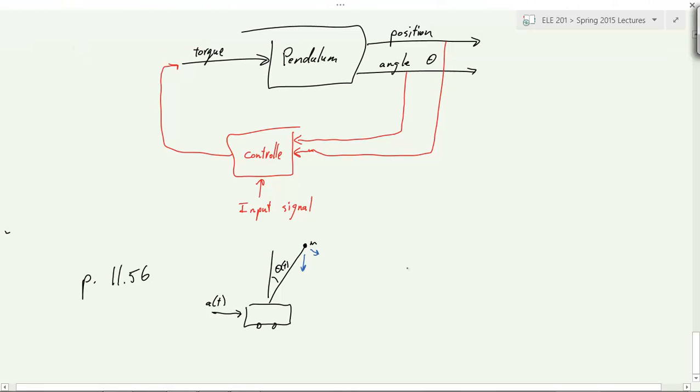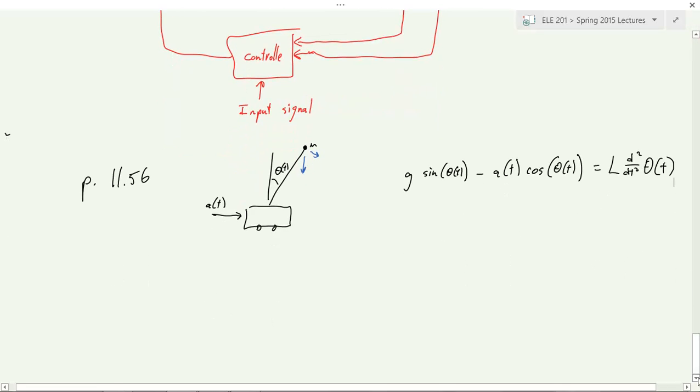For example, you get something like this. Gravity times sine of theta minus the acceleration times cosine of theta equals the angular acceleration, times some constant L. So you get some equation like that. Now, notice this is a nonlinear differential equation. Our signal theta here is in a sine and a cosine.